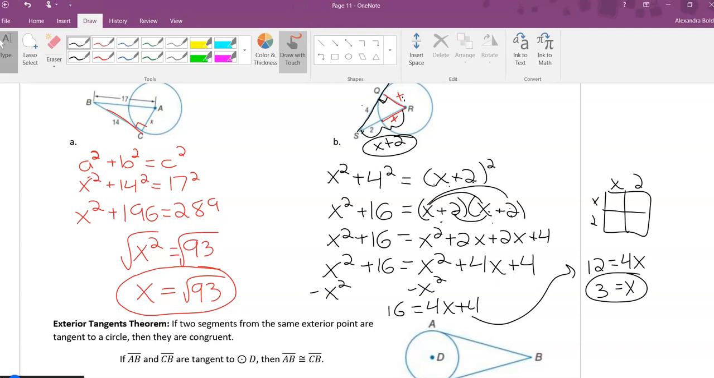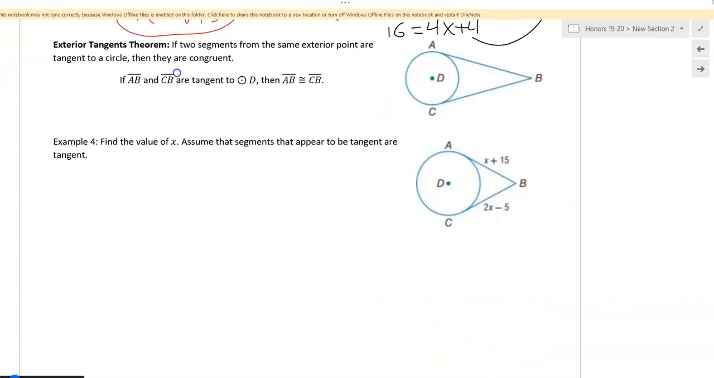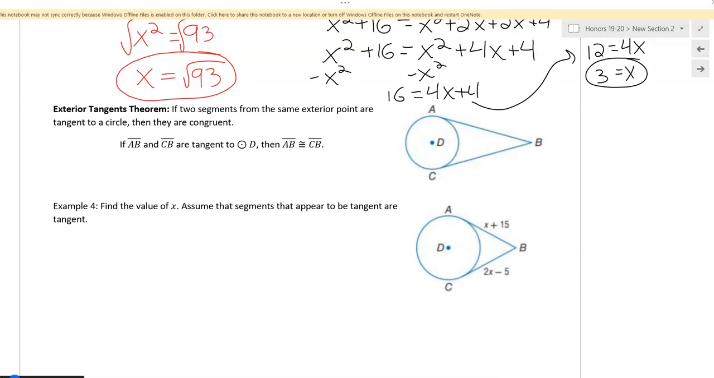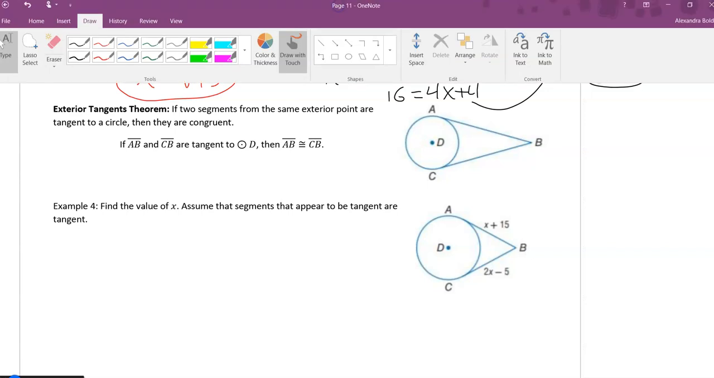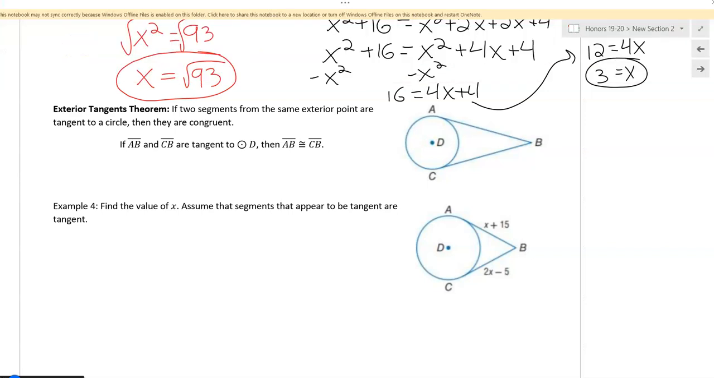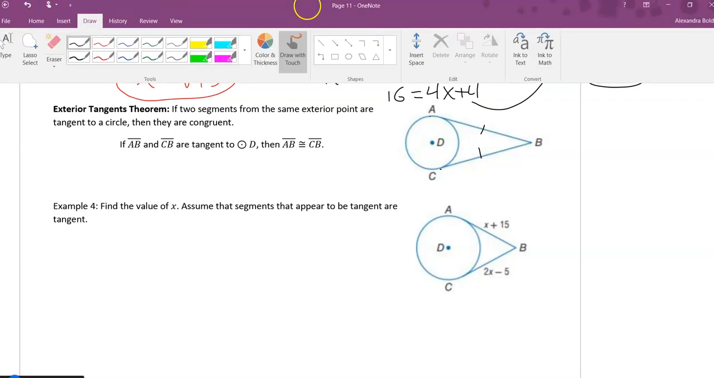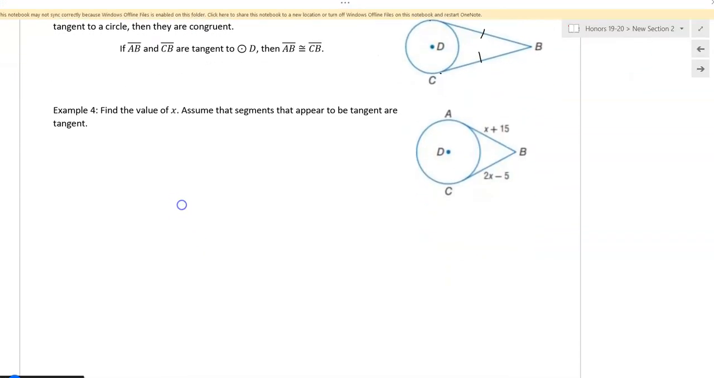Alright, our last problem is these exterior tangents problems, and that's a new theorem. If two segments from the same exterior point, exterior just means it's outside of our circle, right, are tangent to a circle, then they are congruent, okay? So both of these are tangent, so that just means those are equal. Easy enough. So example 4, find the value of x. Assume that segments that appear to be tangent are tangent.